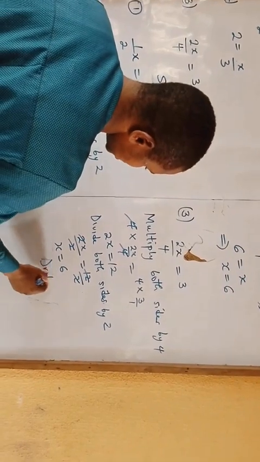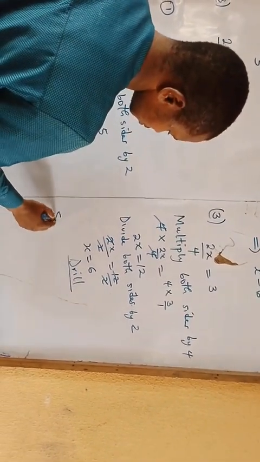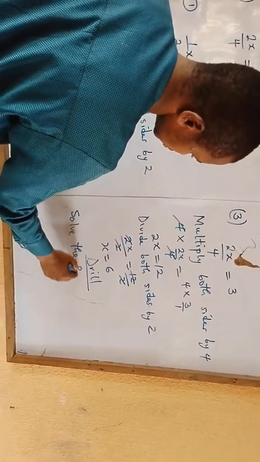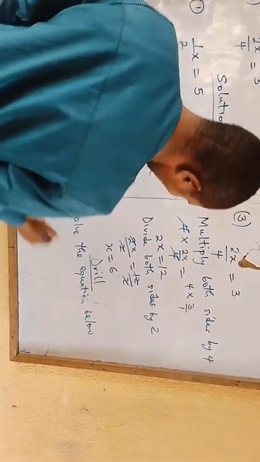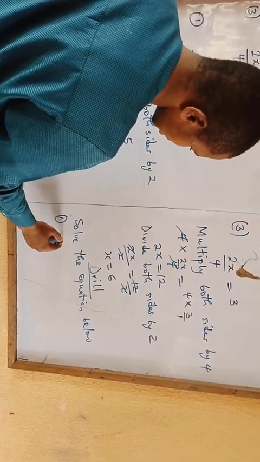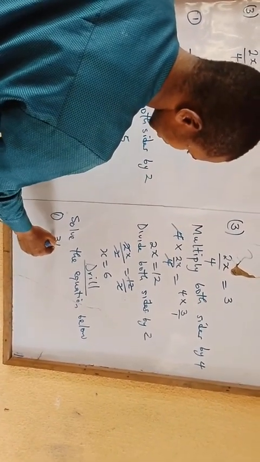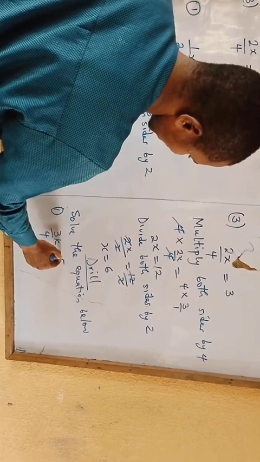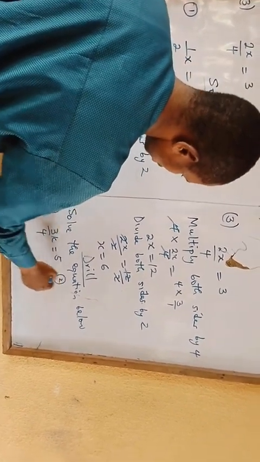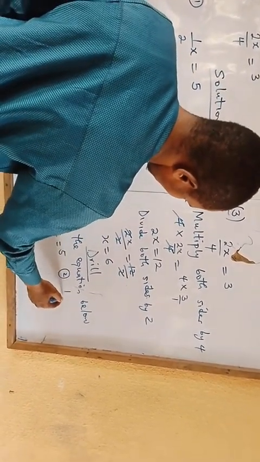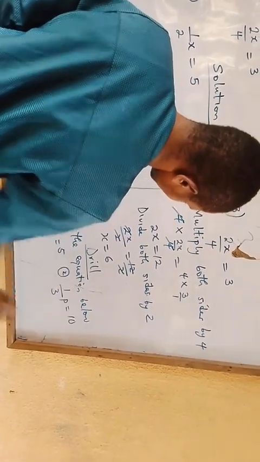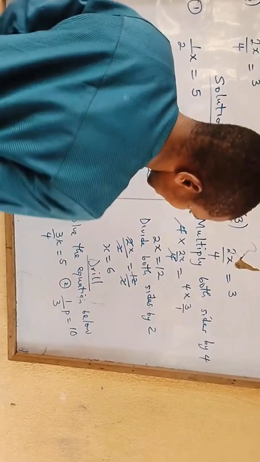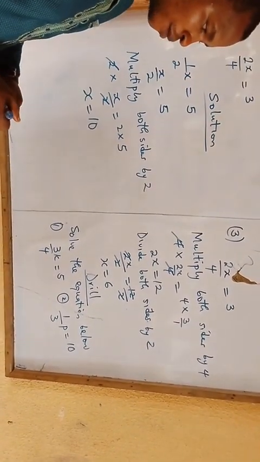I want you to try this. Solve the equations below. Please put your answer in the comment section. 3 over 4 k is equal to 5. And number 2, you have 1 over 3 p is equal to 10. So please solve this and put your answer in the comment section.